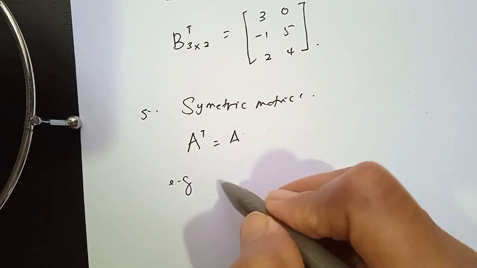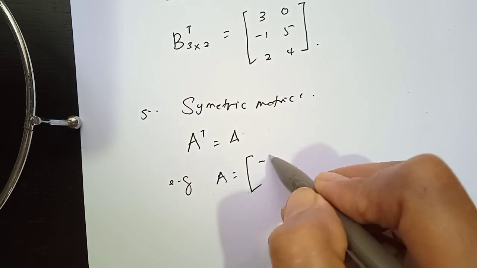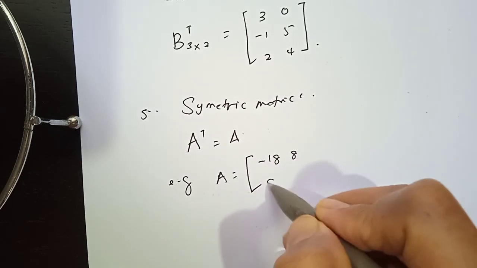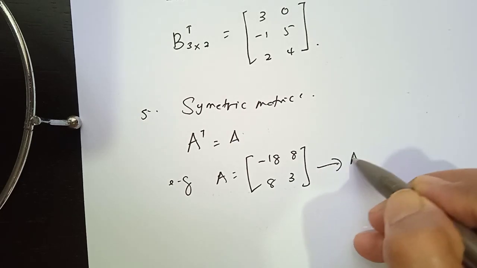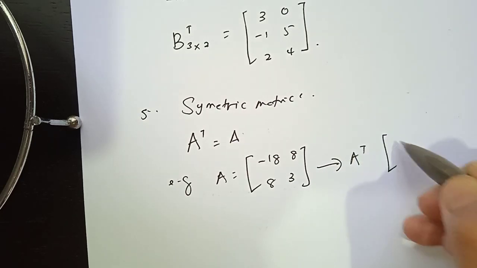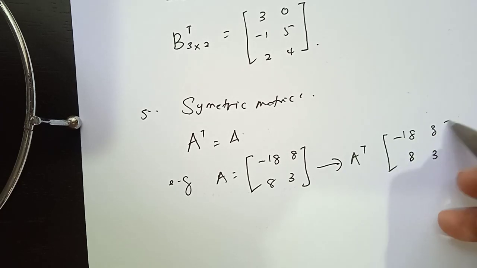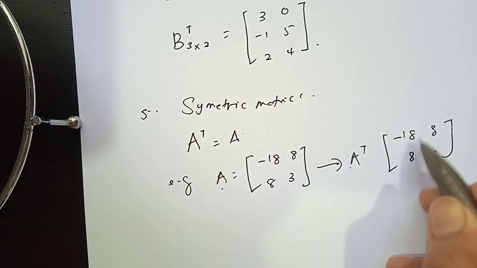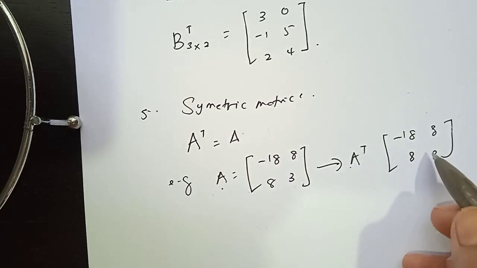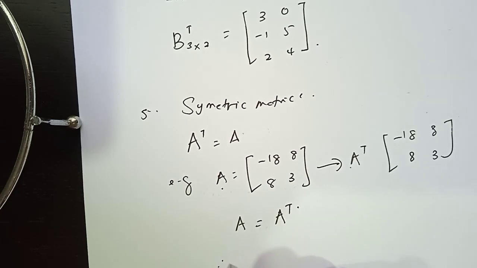Example, let's say A is given by -18, 8, 8 and 3. So A transpose is -18, 8, 8 and 3. So A and A transpose are equal. The elements and order are also equal. So A equals A transpose. So A is called a symmetric matrix.